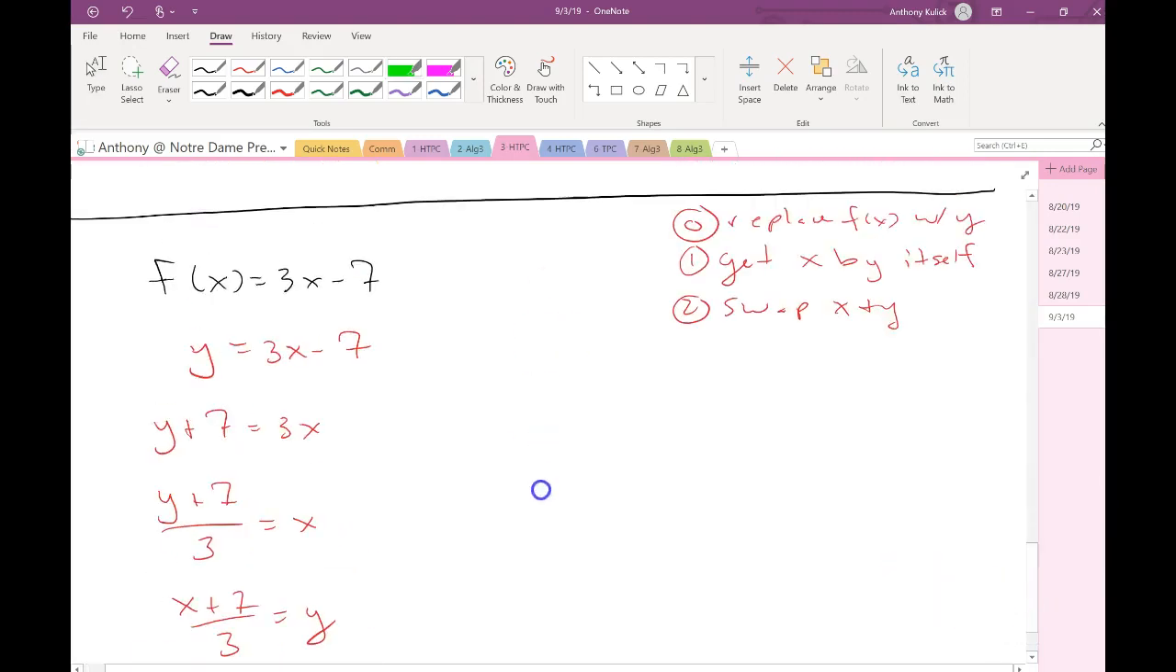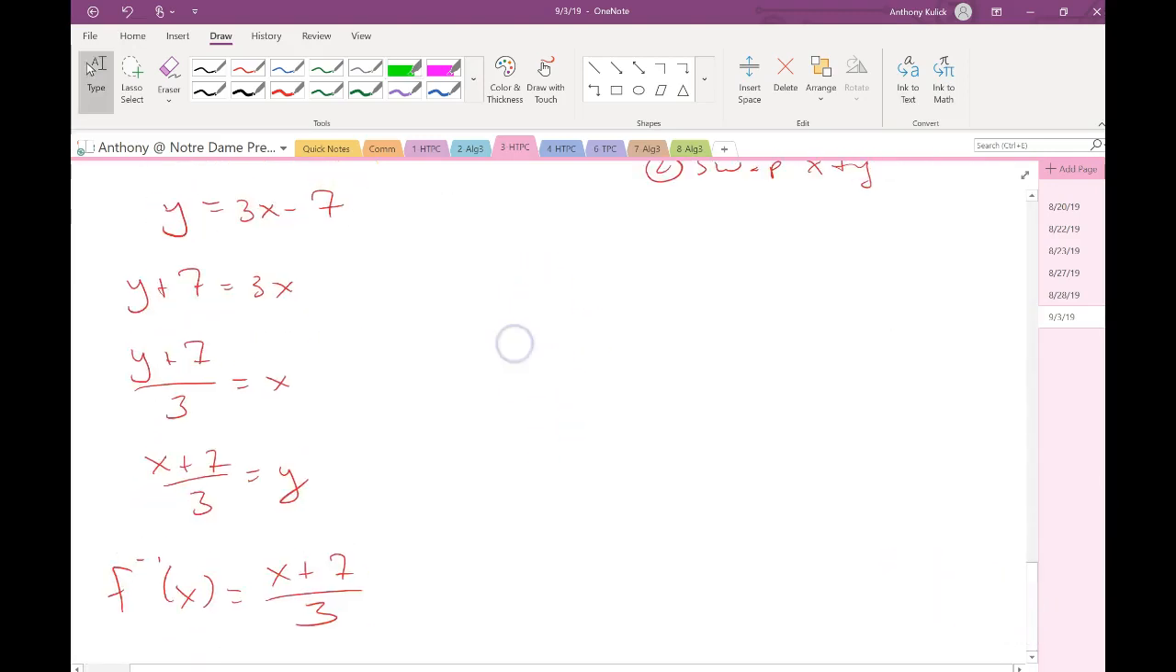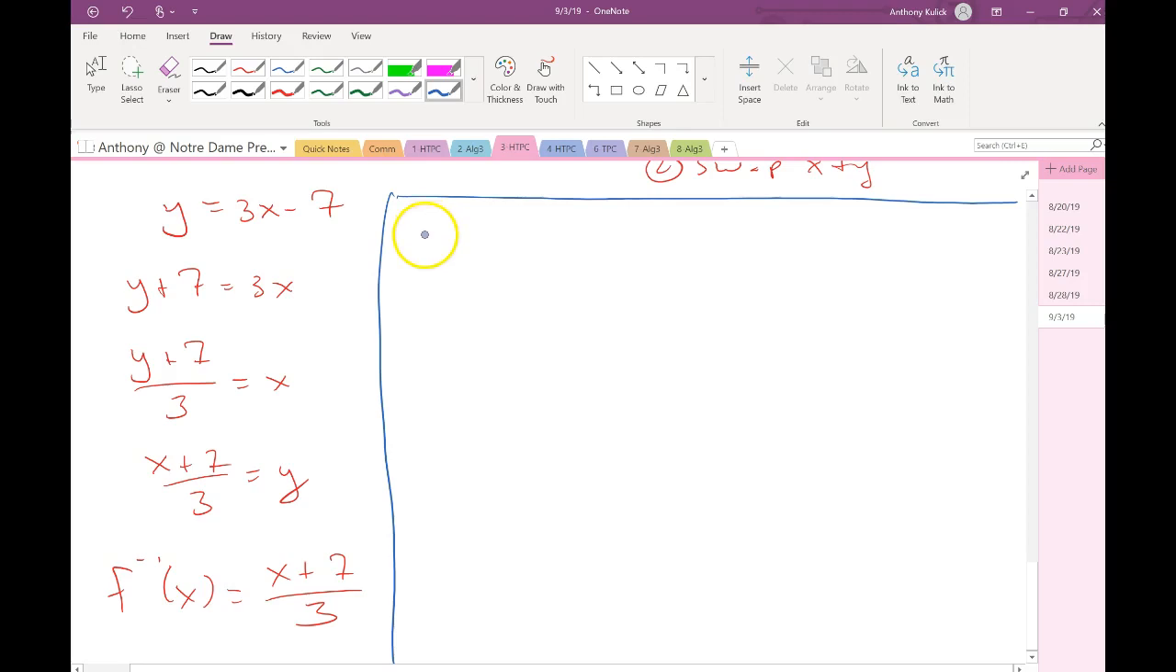So let's check that real quick here. I'm going to need to do two things. I'm going to need to do f of f inverse of x, and I'm going to have to do f inverse of f of x.